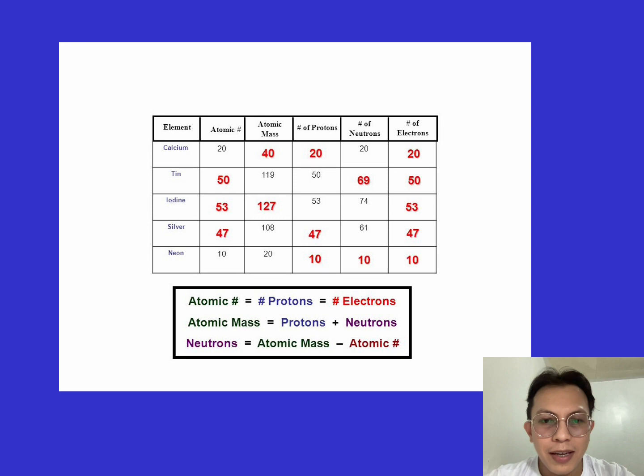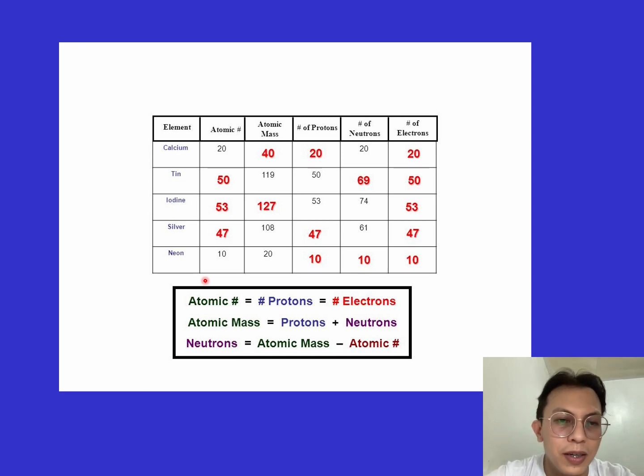All right, so here it shows you a table with the atomic number, atomic mass, number of protons, neutrons, and electrons. Actually, I'll be giving you an activity for you to complete a table like this. So there you have the following elements: calcium, tin, iodine, silver, neon. So basically, maybe in your exam, I will include this one. You are going to complete the table. But take note, it's just very easy.